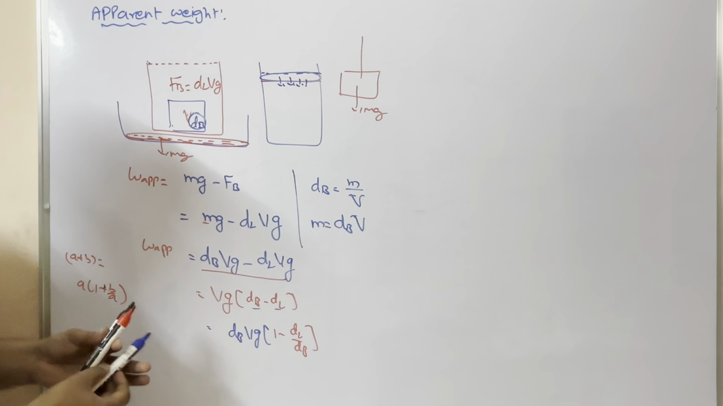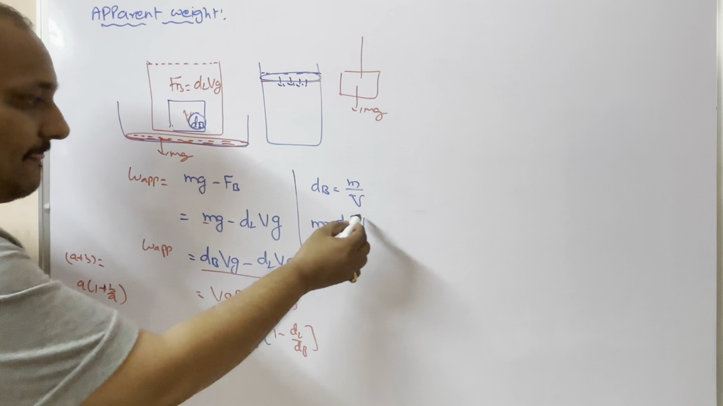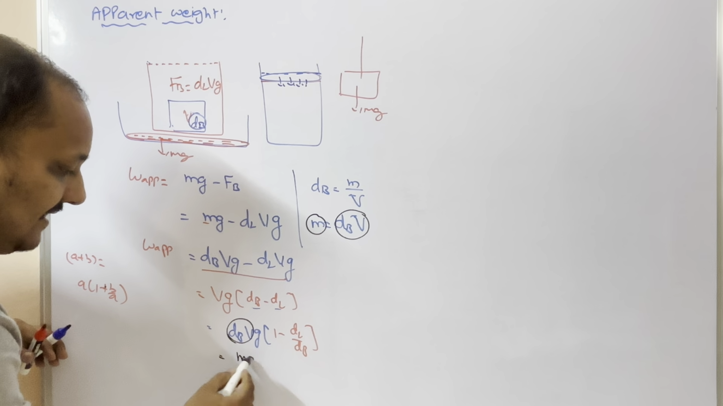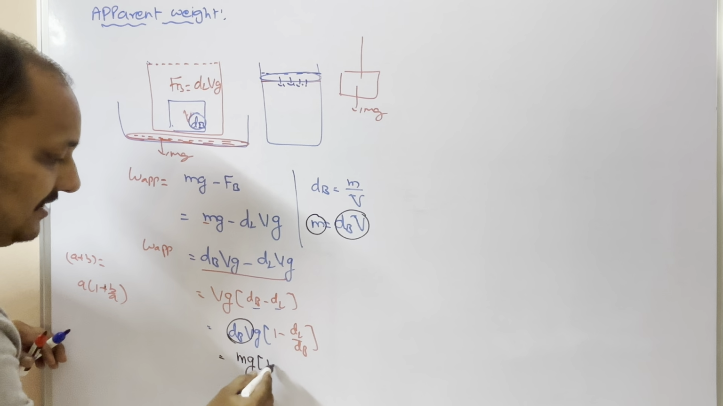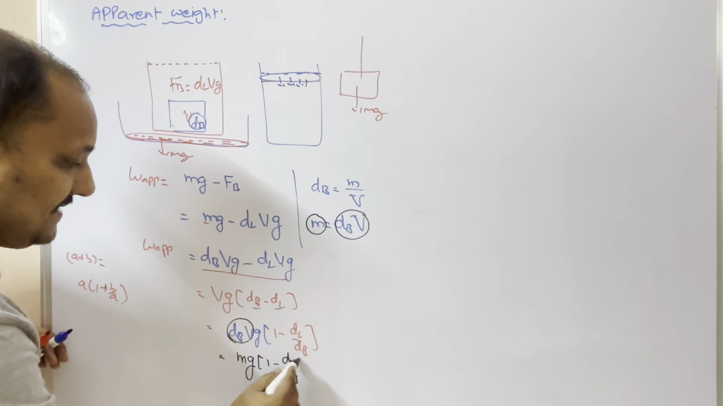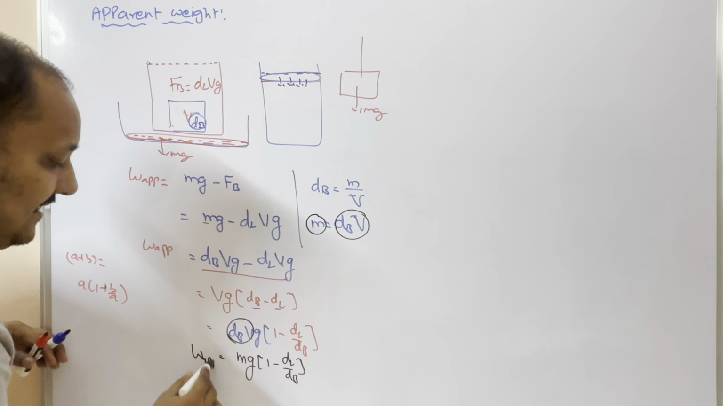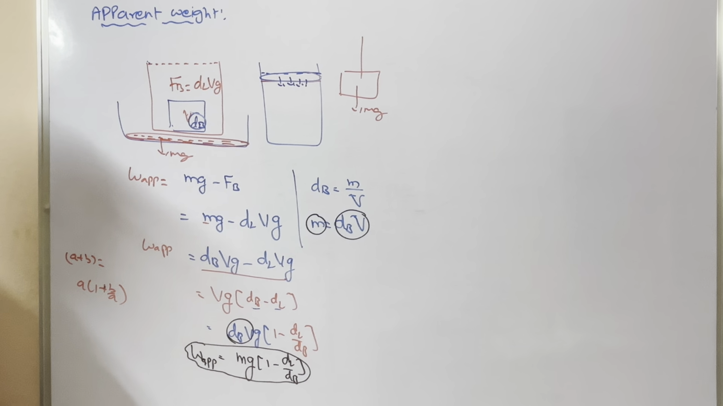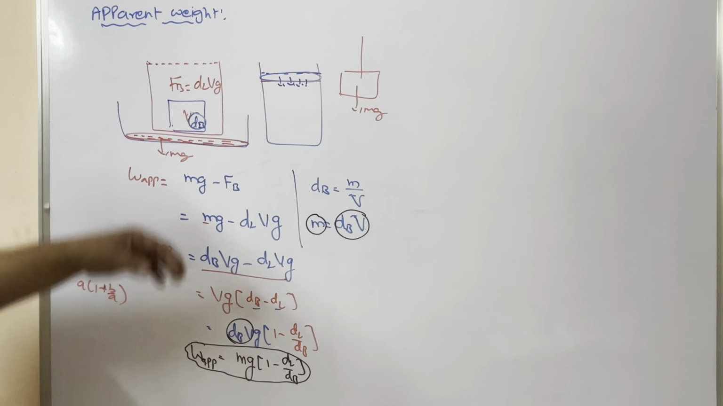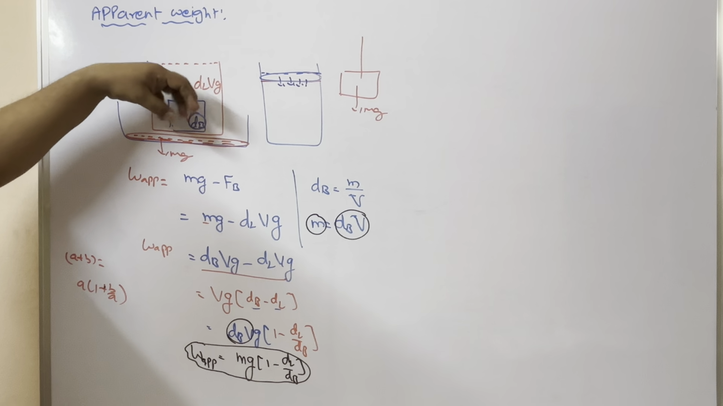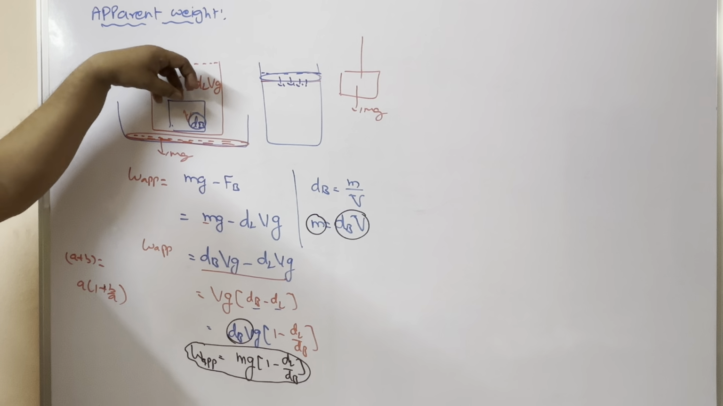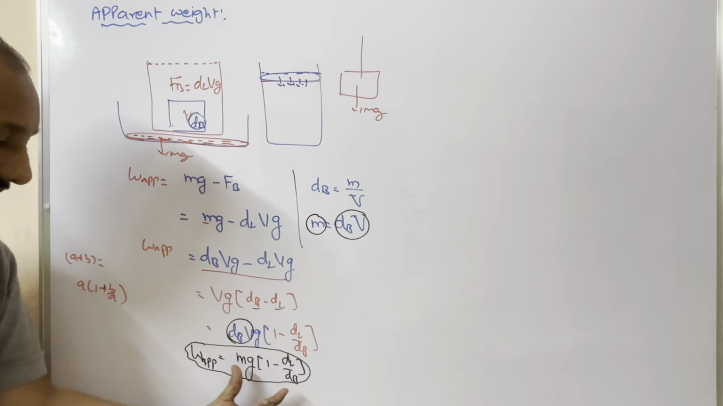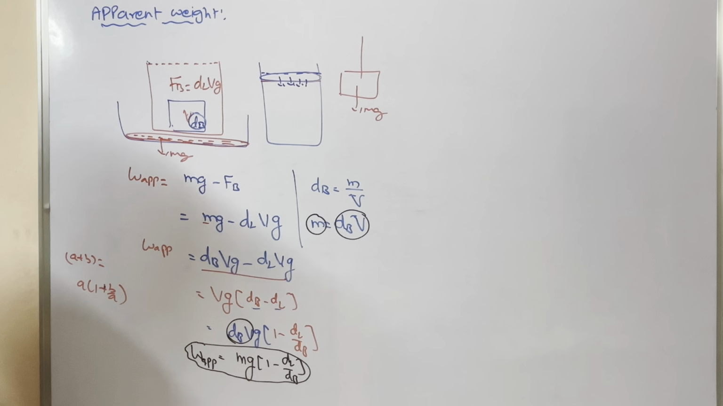So now dB V, what we wrote dB V here? dB V is nothing but, in place of this again they will write m g into 1 minus dl by dB. So this is the equation for apparent weight, mg into 1 minus dl by dB. Any object within the liquid, on that how much force you have to apply to pull it upwards means that should be equal to apparent weight.